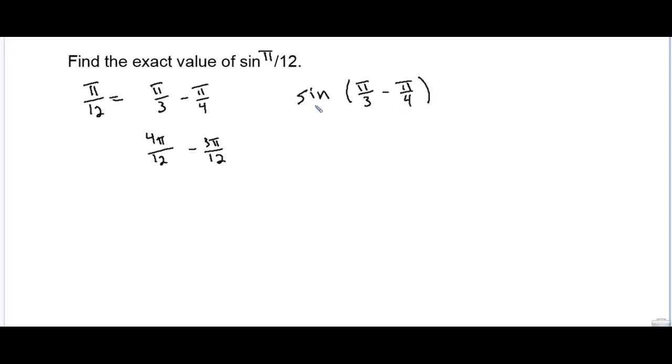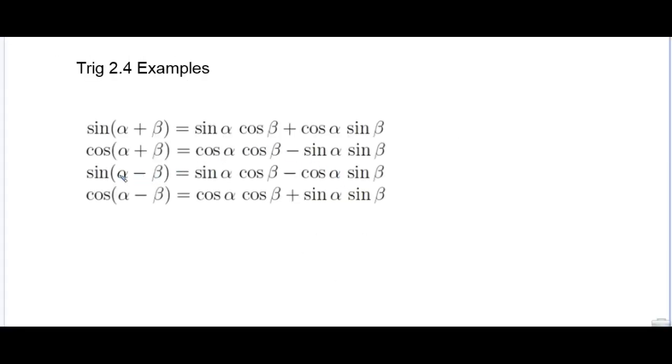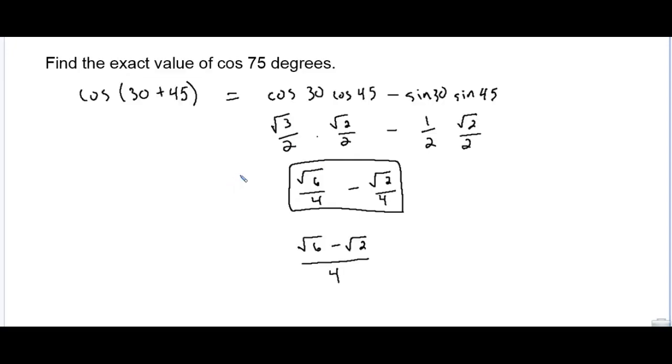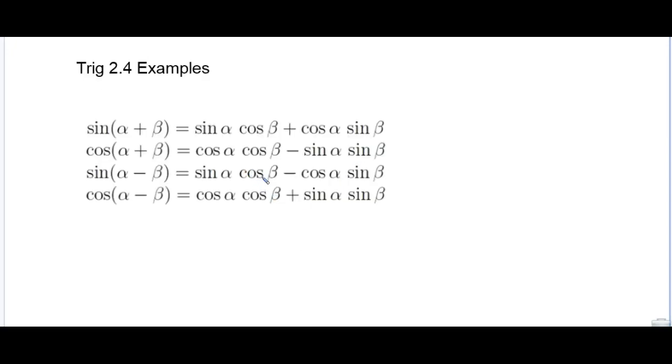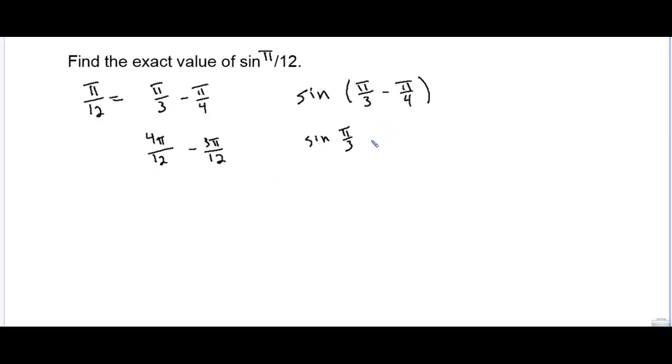So now we just have to go and find the difference formula for sine. Go back to here. It's sine alpha minus beta, so it's sine A, cosine B, cosine A, sine B. Okay, so sine alpha, so it's going to be sine pi over 3 times cosine beta, so it's going to be times cosine pi over 4.